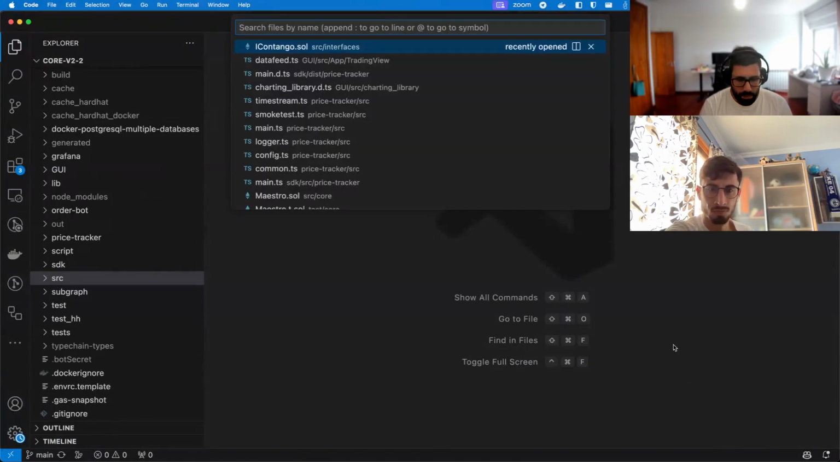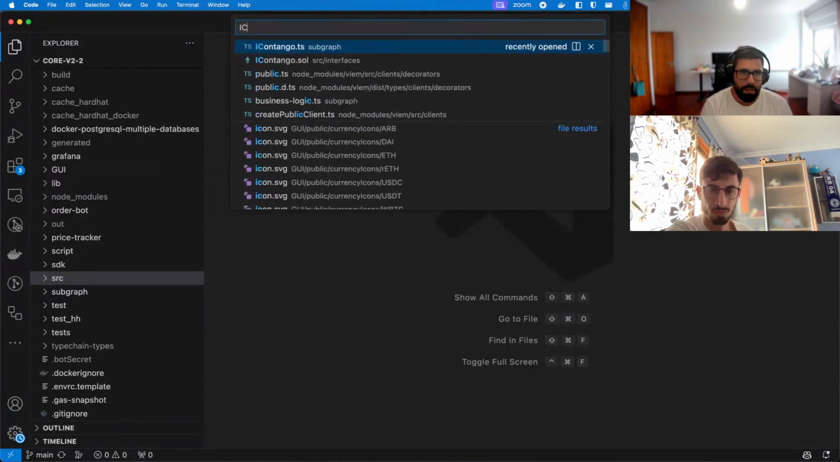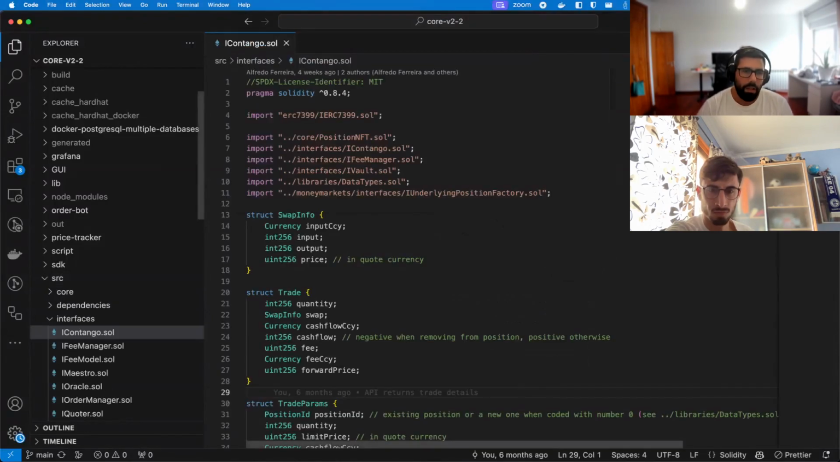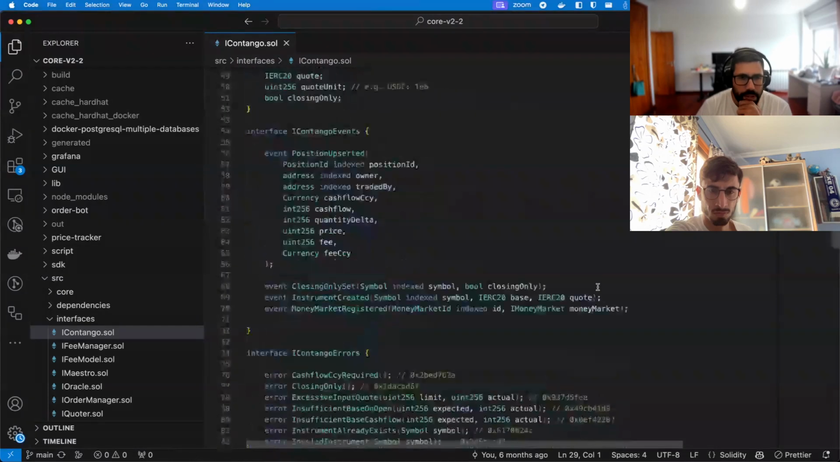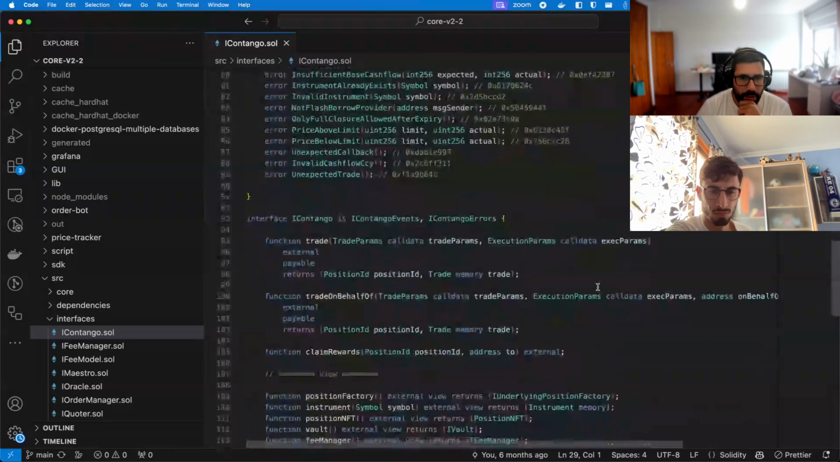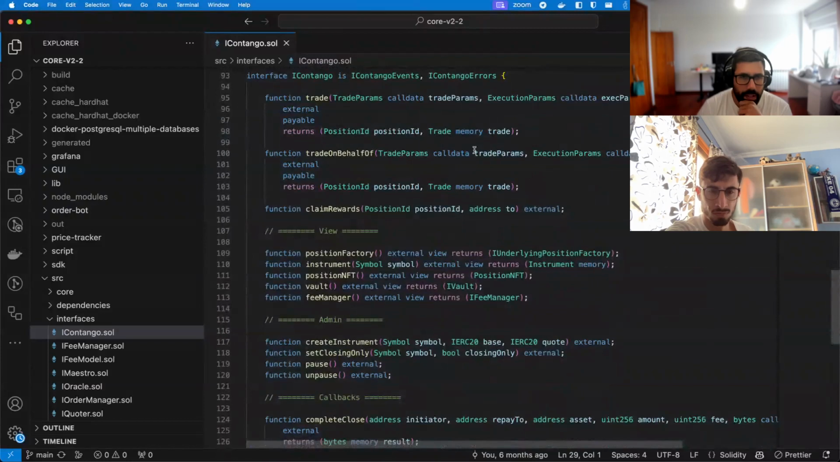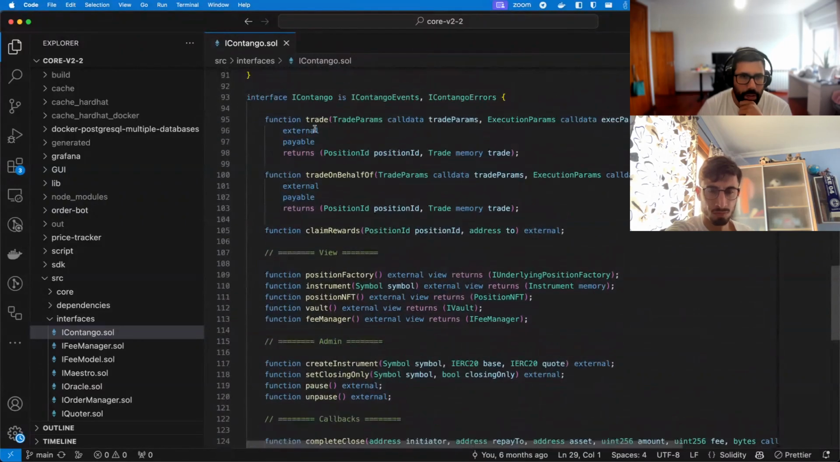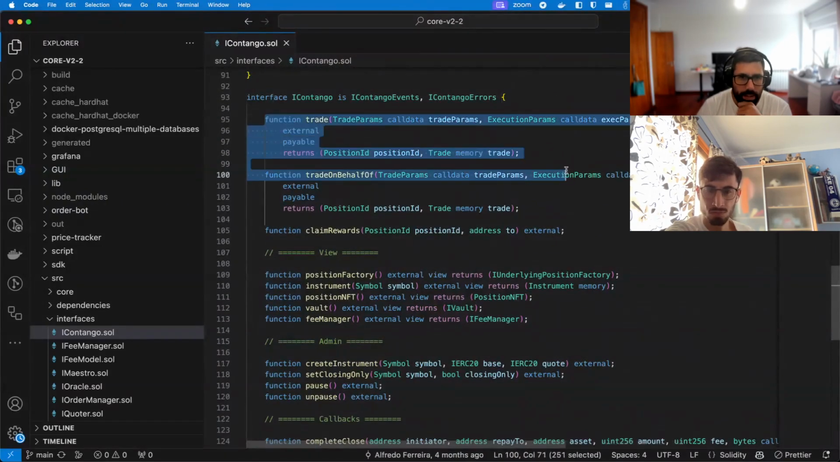So there are two main interfaces that we use. We have Contango, which is the entry point to the main contract of the application, and it's an extremely simple API. You can trade and you can trade on behalf of.